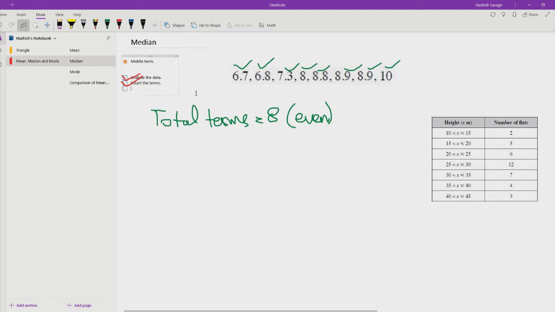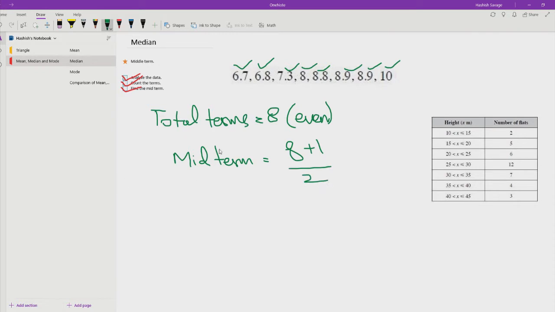So next, find the midterm. And how will you be able to do it? You're going to find the midterm by counting the number of total terms, which are 8 in our case. You will add 1 to it and then divide by 2. Total number of terms were 8, so 8 plus 1, 9 divided by 2.